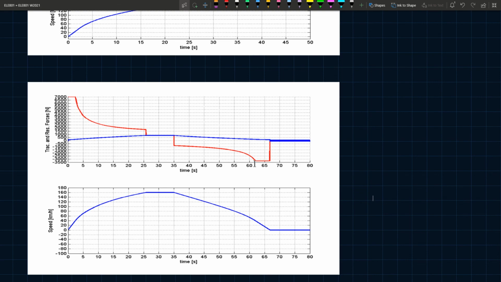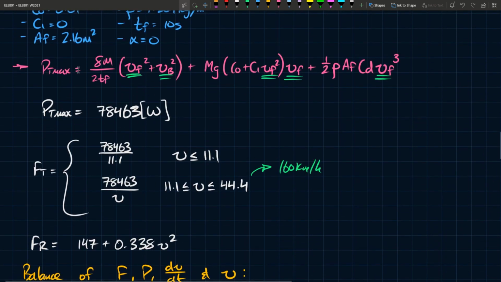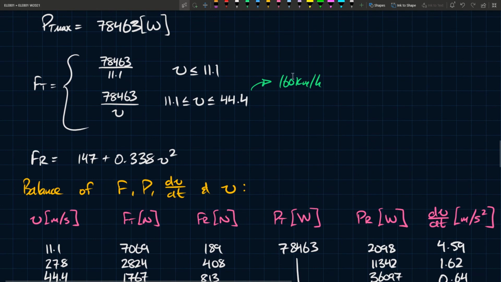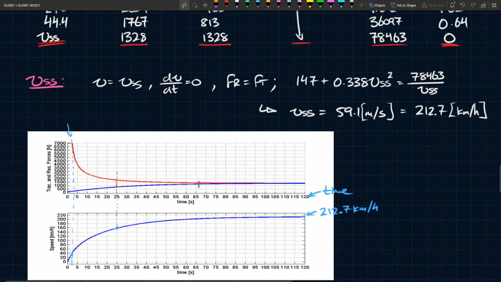So why don't we wrap this up now? Because this was a fairly lengthy discussion about things. So what did we do? We didn't do a whole lot. We used this expression to determine this maximum power. We determined this profile. We determined the resistive force. We calculated some different values. And if you look at these plots, you can actually confirm that these values exist at these different speeds.